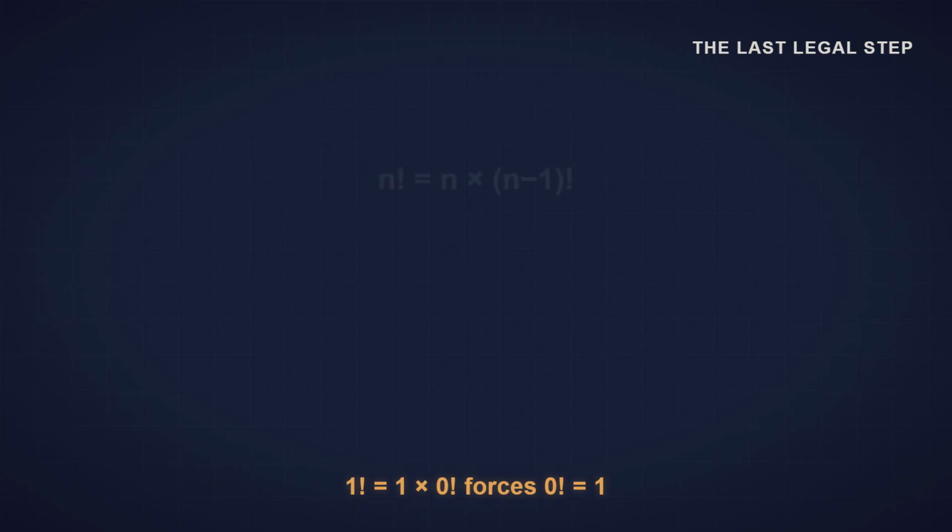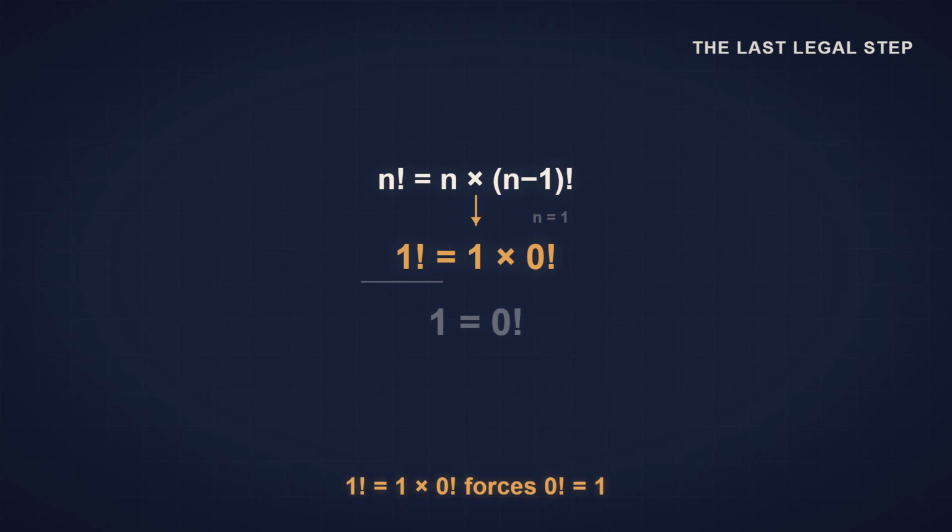1 factorial equals 1 times 0 factorial. The left side is 1. Multiplying by 1 changes nothing, so the right side is simply 0 factorial. Therefore, 0 factorial must equal 1. The same conclusion appears if we continue the ratio pattern. 2 divided by 2 gives 1, and 1 divided by 1 gives 1 again. Nothing is being divided by 0. We are dividing 1 factorial by 1.